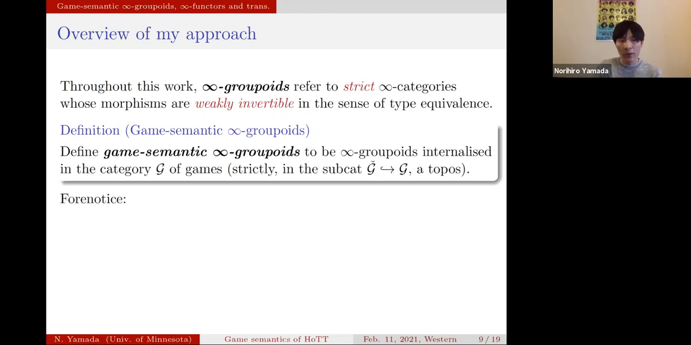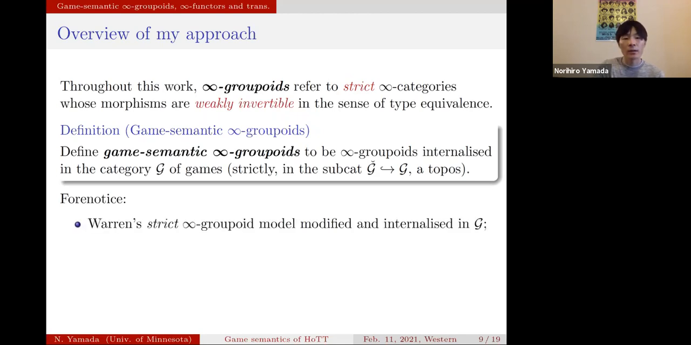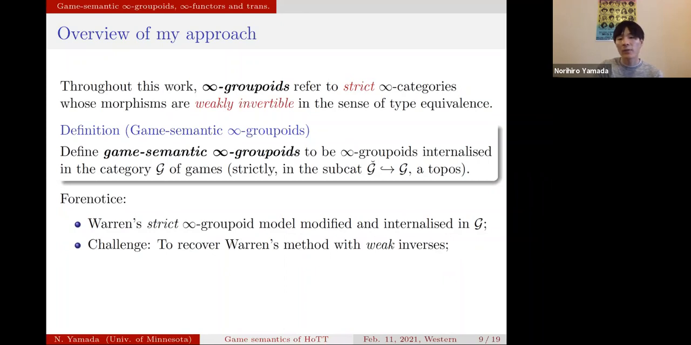Okay, and before unpacking this definition, let me make a few remarks. First, my approach is based on Michael Warren's strict infinity groupoid model. But of course, we need to modify it because our inverses are only weak. We then internalize this modified infinity groupoid model in the category Z. And of course, the challenge is how to recover Warren's method with weak inverses. This is a bit technical, but the idea is basically the same, so I won't go into detail in this talk.